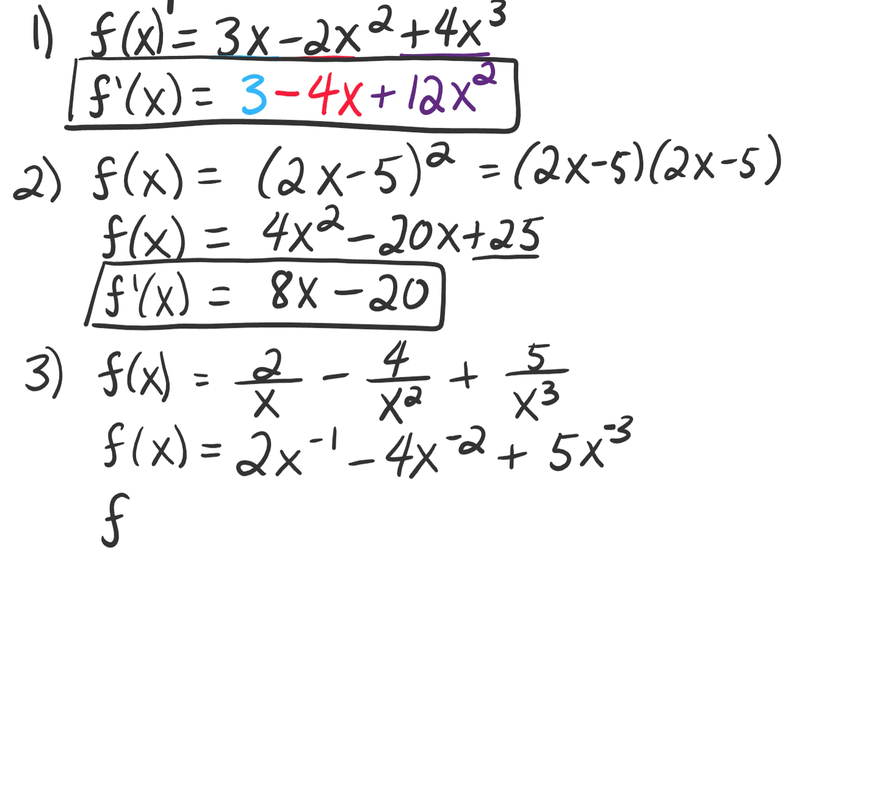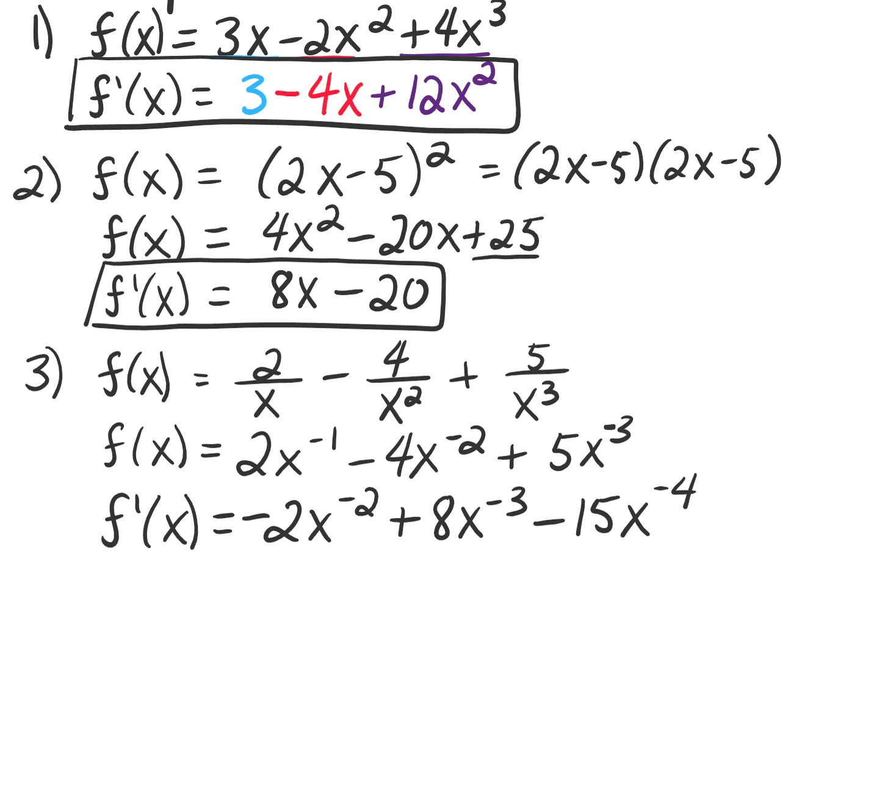And then our derivative will be multiplying all those exponents by the coefficient, subtracting by 1. So be careful because we are starting with negative exponents. The number should get bigger in that negative range. So bring that in front, negative 2, x to the negative 1 minus 1 will give us negative 2. Our next one, we're multiplying negative 4 times negative 2, so it'll be plus 8. Subtracting 1 from negative 2 gives us negative 3. And then our last one, 5 times negative 3 will be minus 15. And then x to the negative 3 minus 1 will give us negative 4.